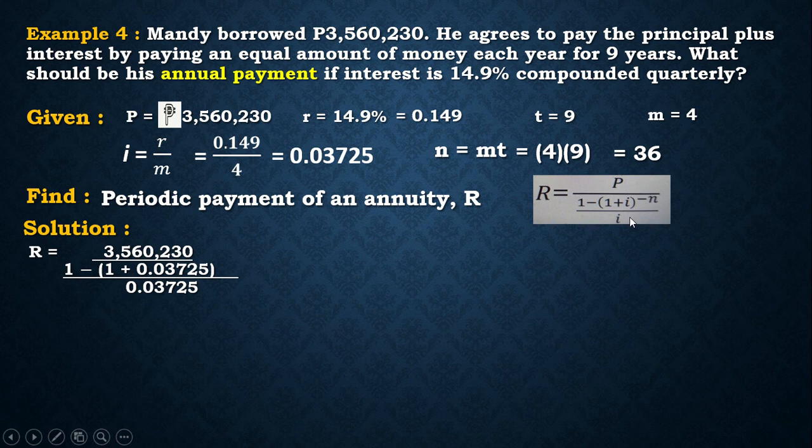Solution: substitute P, which is 3,560,230. Now the i, we substitute, which became 0.03725. And then the exponent n, which is 36, becomes negative 36. Then the small letter i, the interest, became 0.03725. So we first substituted all the P, i, and n, and the i there. The 1 there is constant.